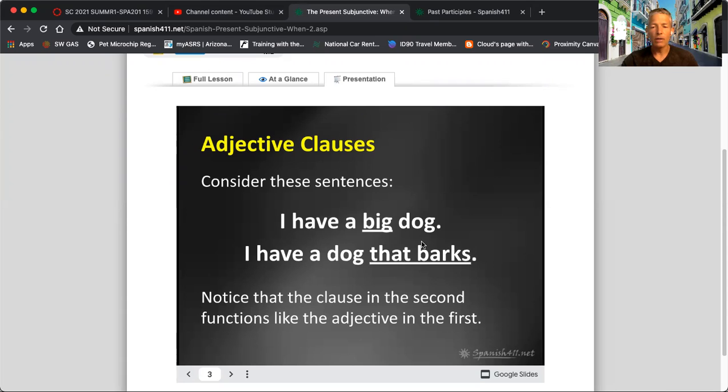Now, the second part of the sentence, that barks, functions like an adjective. It describes what the dog does. So it describes the dog right there. This is an example of an adjective clause. Remember, a clause is a sentence, and an adjective clause is a sentence that functions like an adjective. It describes what the dog does.